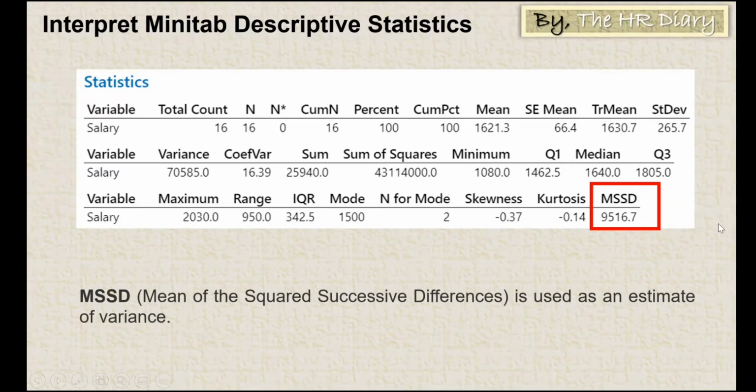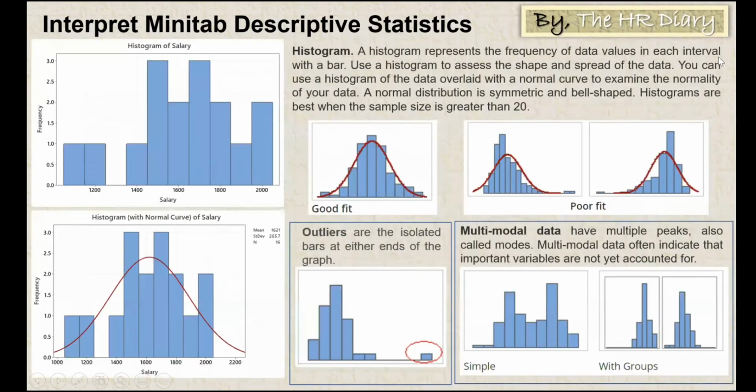MSSD means mean of squared successive differences, and this is also used to estimate variance. Next, I will interpret the graphs generated by Minitab.